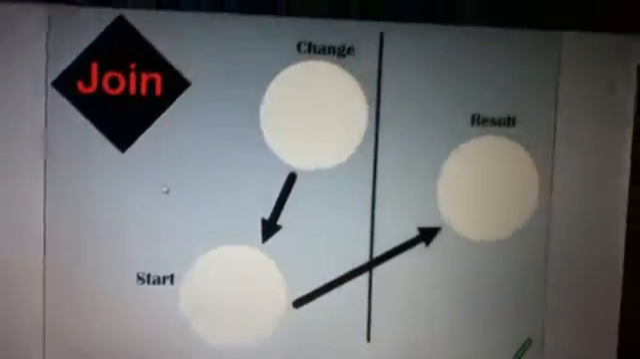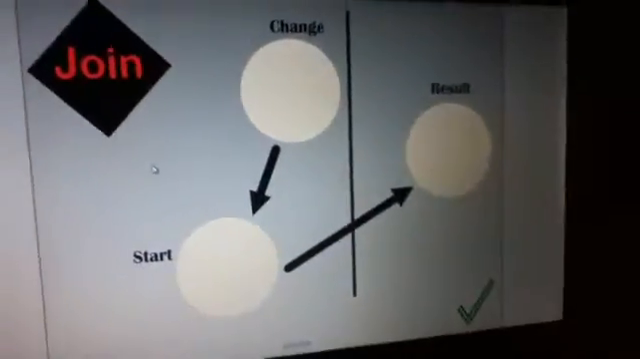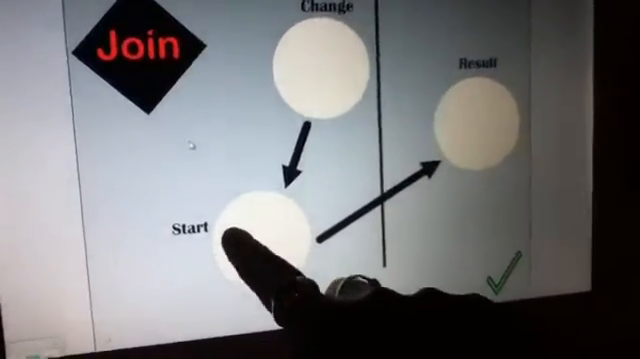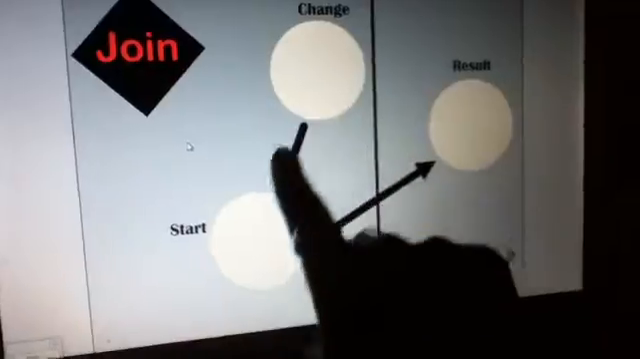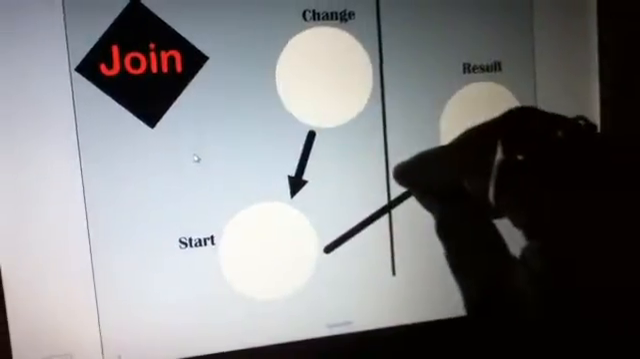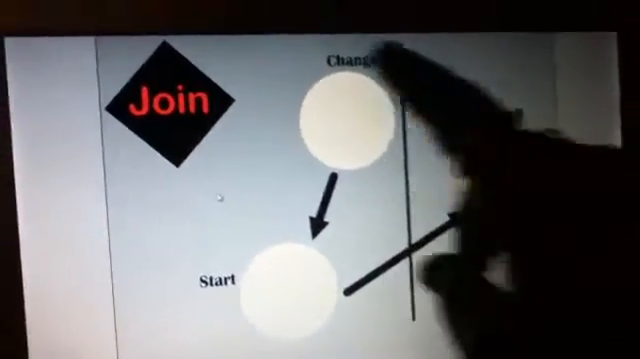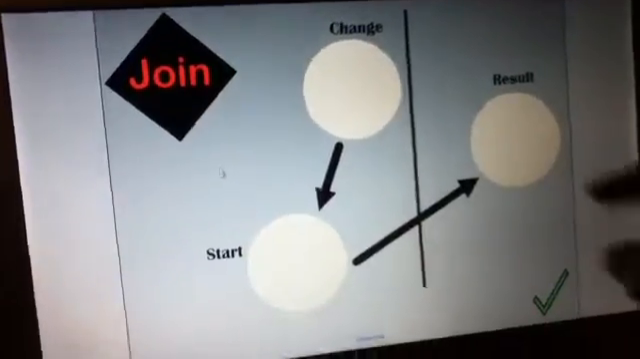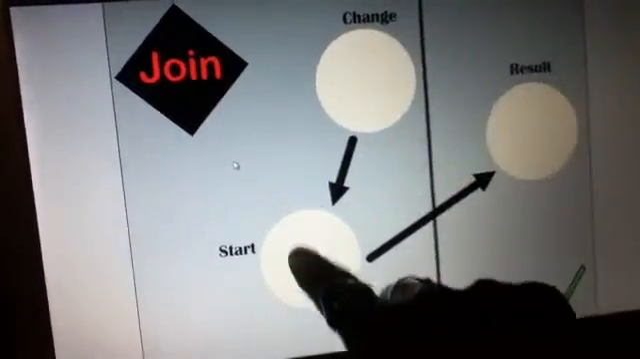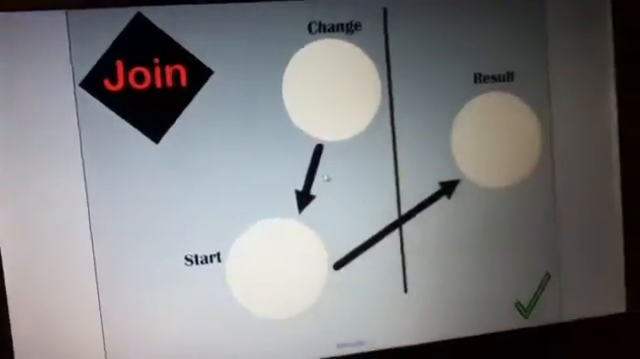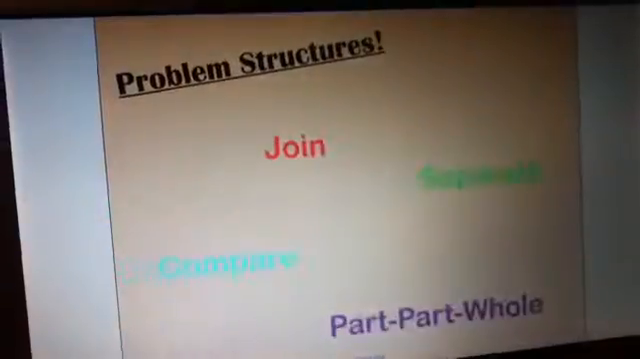Alright, here we go. If we were to have a problem where we knew the starting point, we knew that something was joined to it, and then we had a result, or any combination of those, then we know that we are going to use the join structure. As long as you know that you are joining an amount to something, then you know that we're going to use the join structure. Okay?